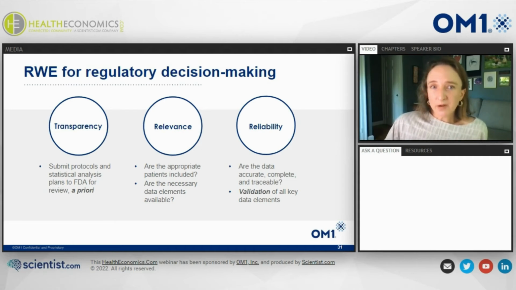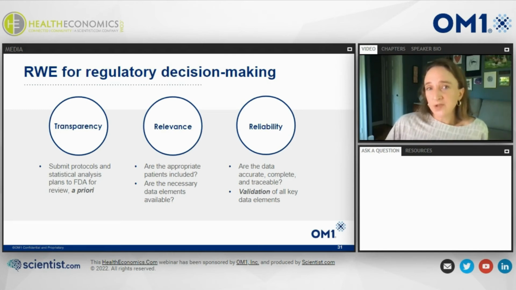The last principle here on the right-hand side is reliability. And this has to do with whether the data are accurate, complete, and traceable. In other words, this has a lot to do with misclassification bias that I mentioned some moments ago. And one of the real key words here that came out of these guidance documents was validation. So the FDA is really asking for validation of the priority data elements. In particular, those you should start thinking about the treatment or the exposure, the outcome, as well as key confounders.